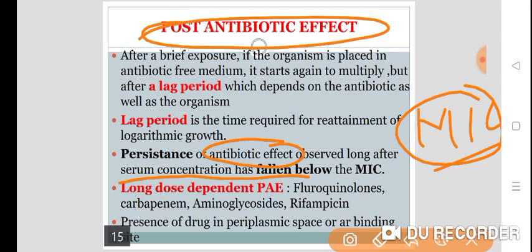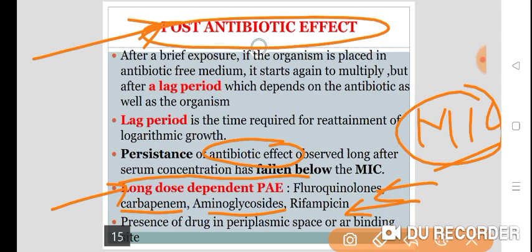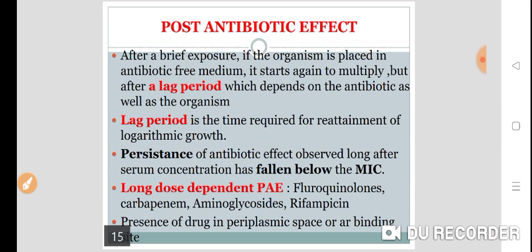Long dose dependent post antibiotic effect is seen with the fluoroquinolones like ciprofloxacin, moxifloxacin, levofloxacin, carbapenems, aminoglycosides like gentamicin, streptomycin, rifampicin, which is the antitubercular drug. All these drugs show post antibiotic effect. Though the plasma concentration has fallen below the MIC, still they show their effect, and that is called as post antibiotic effect. Now what is the reason for that?